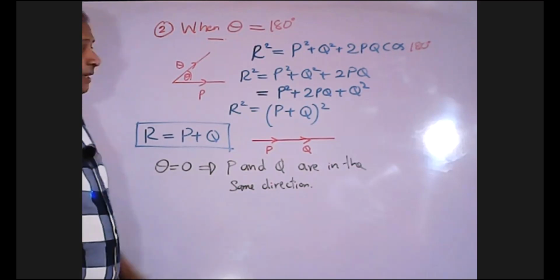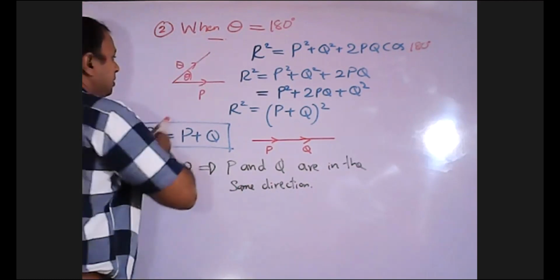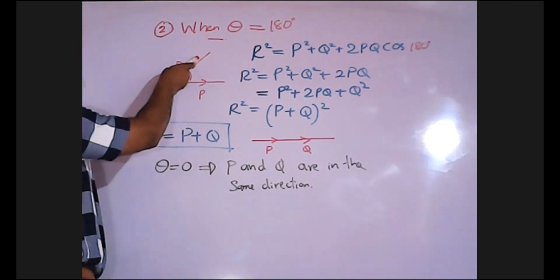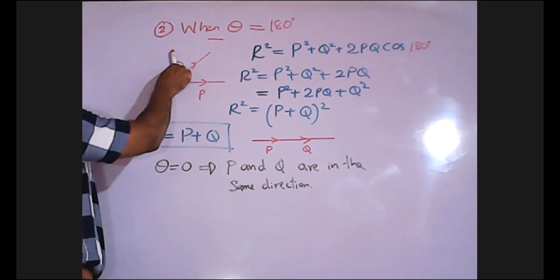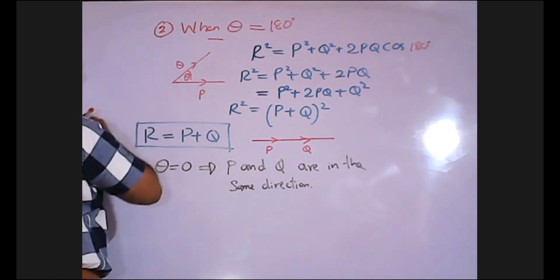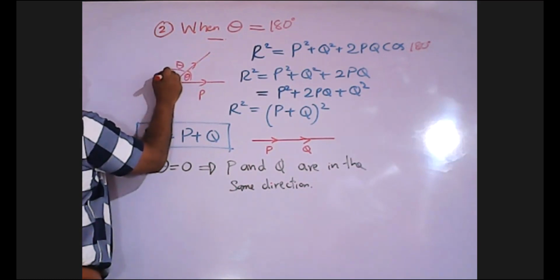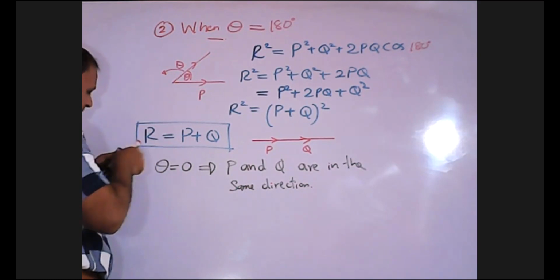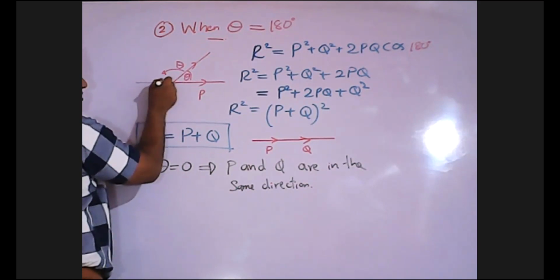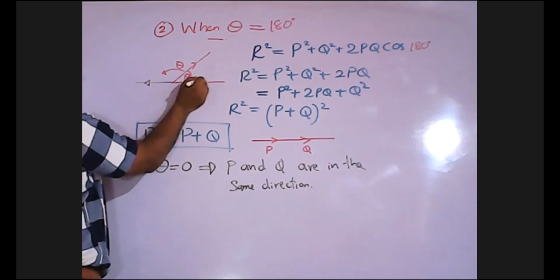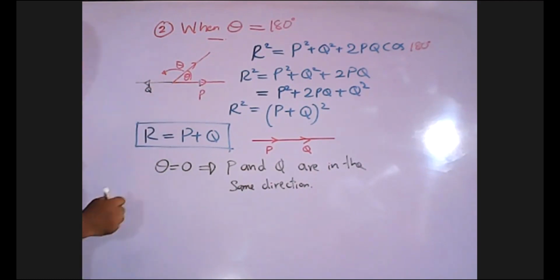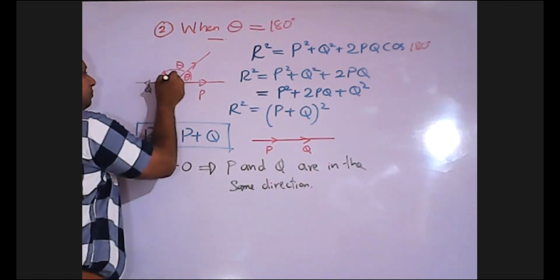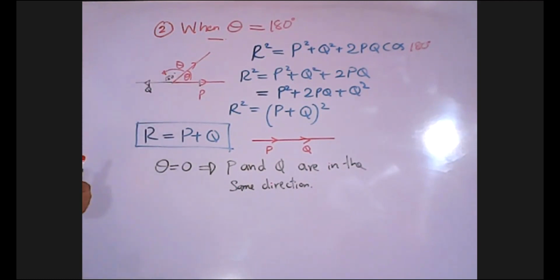When theta is equal to 180, you have to increase this angle up to 180. If you increase this angle up to 180, you will have this kind of vector arrangement. That means P and Q are directed in opposite directions. P and Q are opposite to each other.